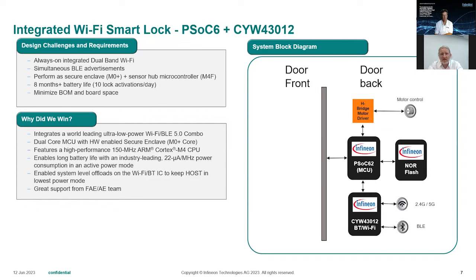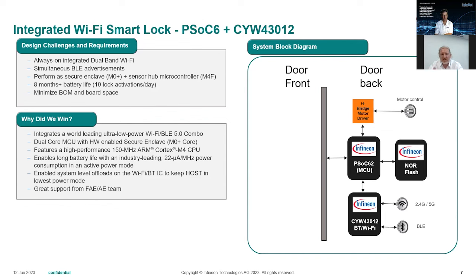And the whole idea was this is a very small form factor lock, so they were trying to minimize BOM and board space. And then why did we win? Basically, this device, the CYW43012, is the lowest power Wi-Fi 5 chip on the market today. It has had great success in locks, in IP cameras, at all of the major brands, and also with a lot of wearables customers. So the PSOC 6 is a dual core device. It has a secure core with a high performing M4 to do all the sensor hub stuff.